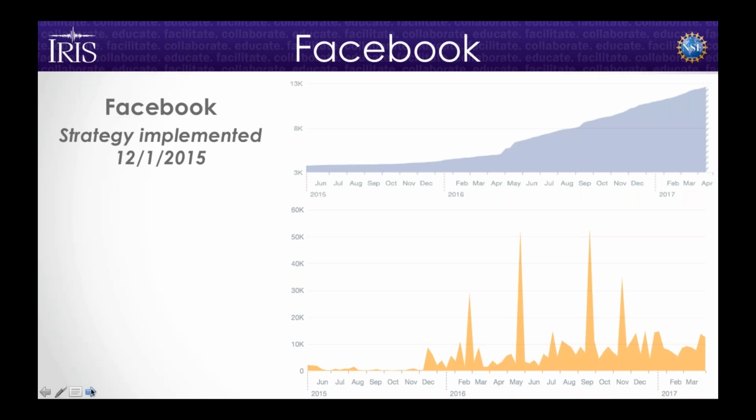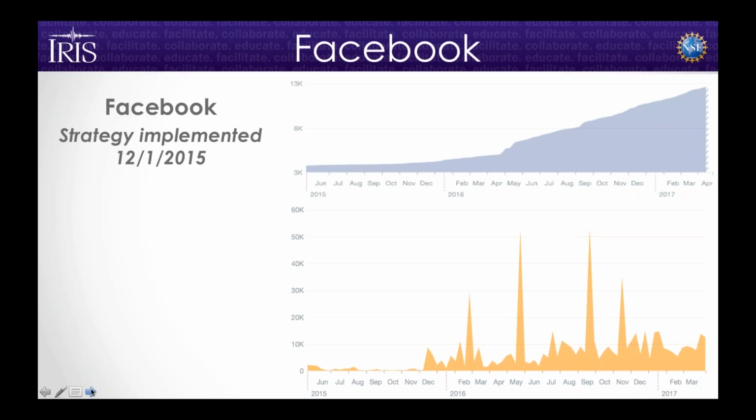So, okay, this is where the rubber meets the road, right? I've told you what you need to do, and I know that it looks a little bit overwhelming. So this is where I try and prove to you that it's worth doing. I came to Iris on December the 1st, 2015, and that's when I implemented the social media strategy.